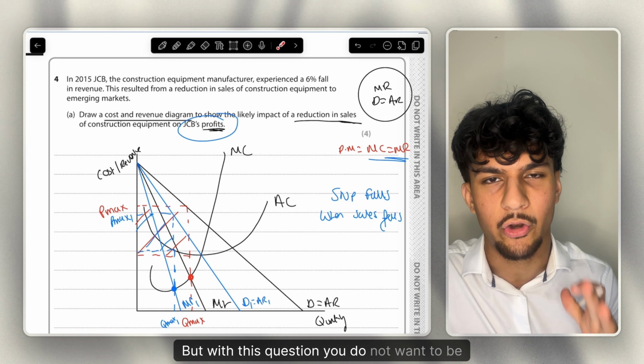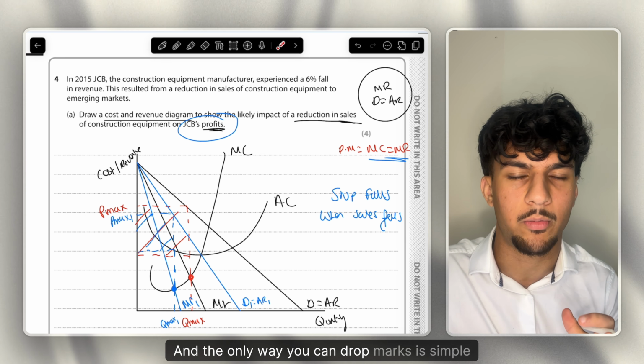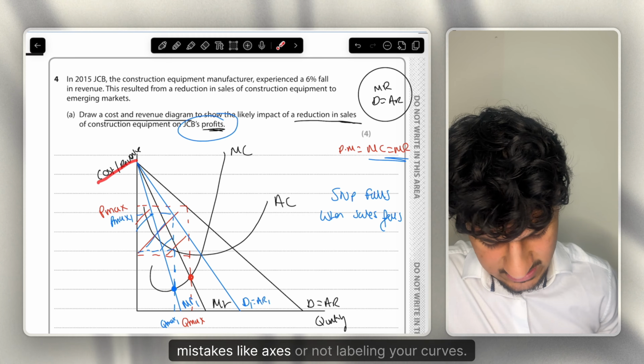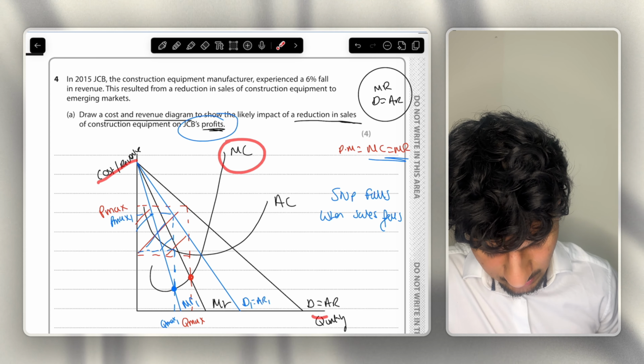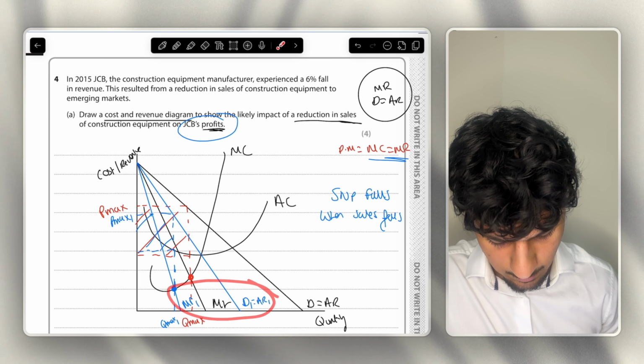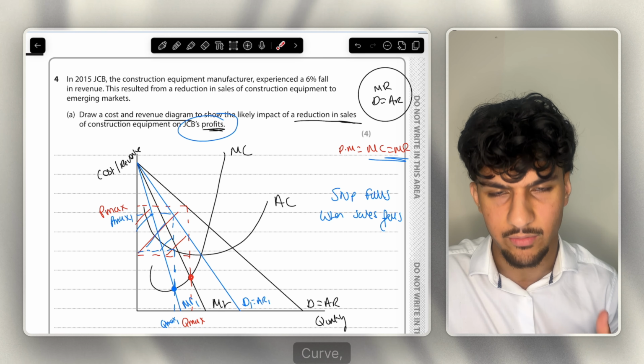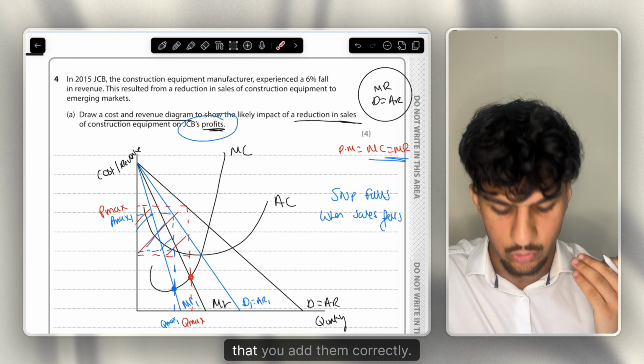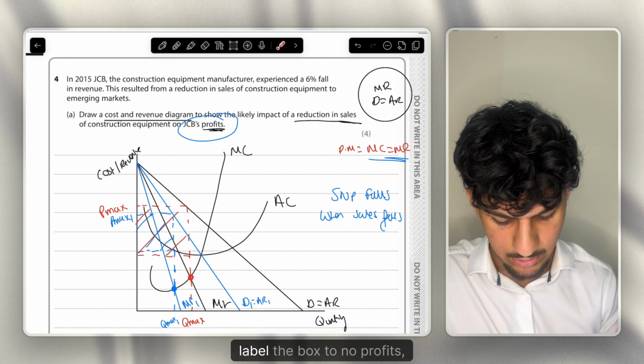But with this question, you do not want to be dropping any marks, and the only way you can drop marks is simple mistakes like axes or not labeling your curves, especially here when you're adding your new AR and MR curves. You need to make sure that you add them correctly, label everything, and label the box of supernormal profit.